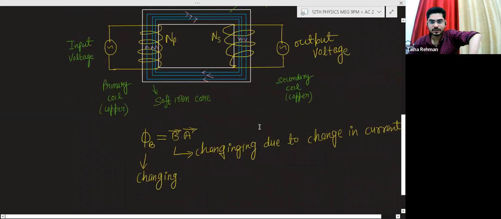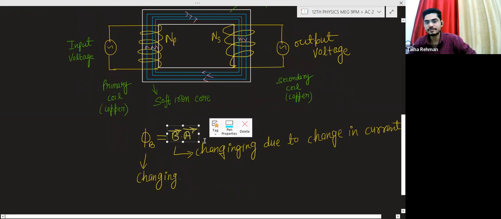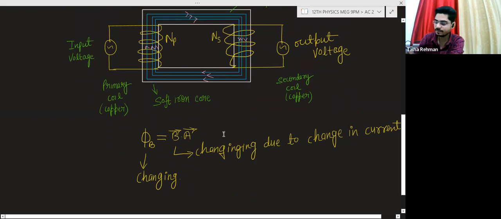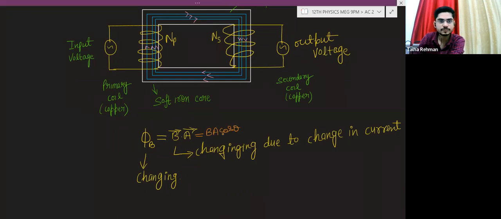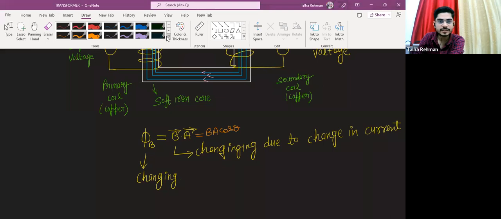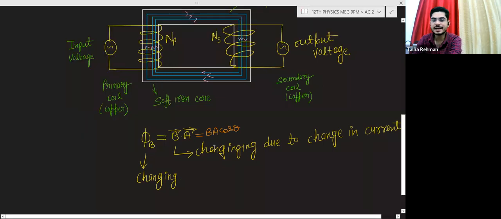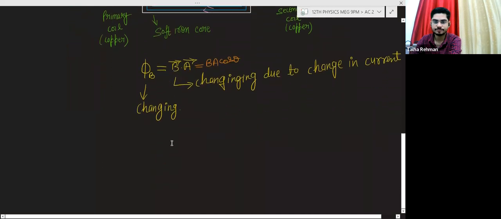So basically, I have written that the magnetic flux linked with this coil is changing, and the magnetic flux linked with this coil is given by B dot A, or you can write BA cos theta. What is theta? Theta is the angle between the magnetic field vector and the area vector.